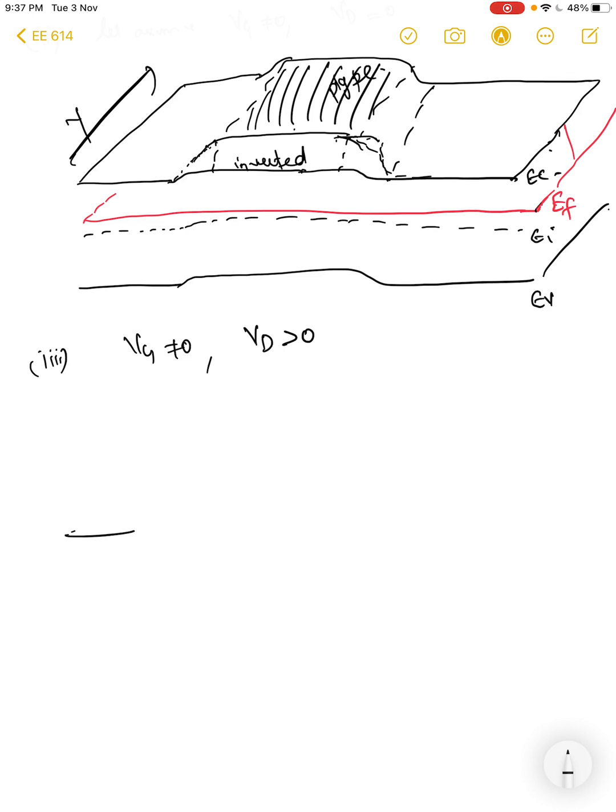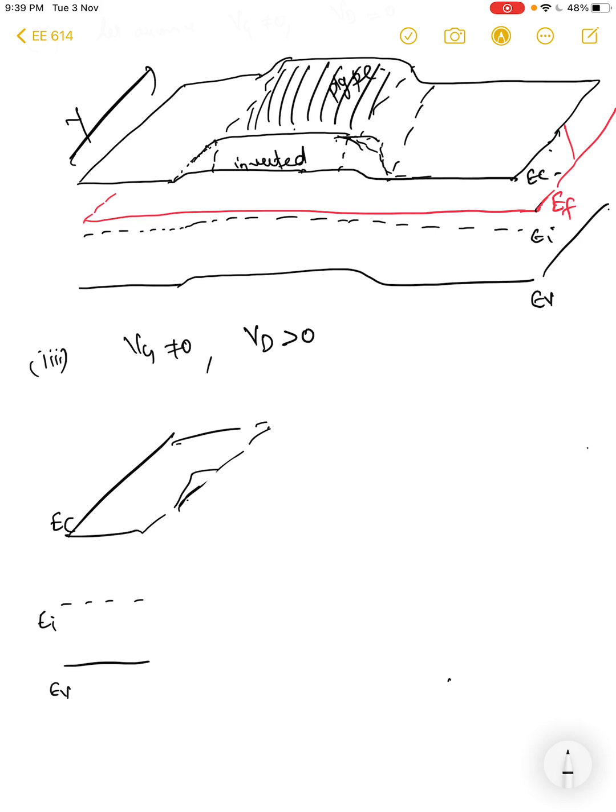Once again, the source is still connected to the ground, and nothing else changes in the source. So I have the EI, I have the conduction band, I have the valence band, even in the 3D space.